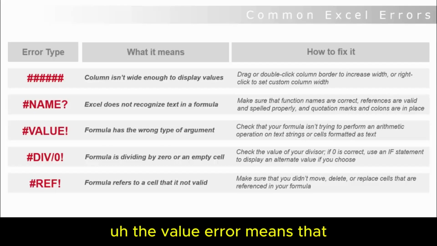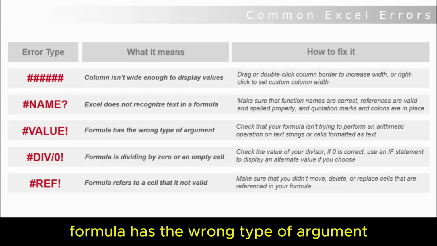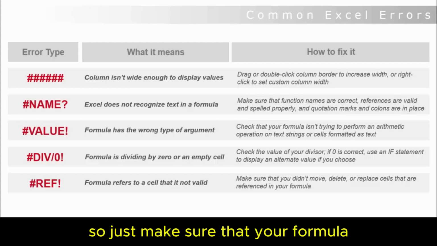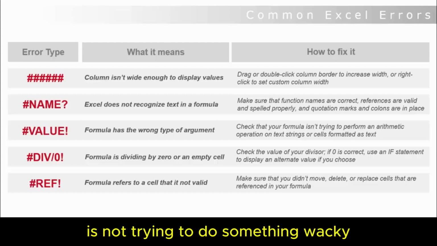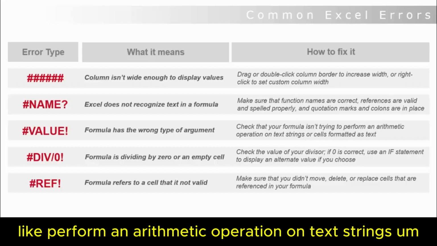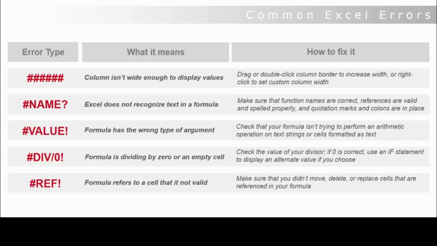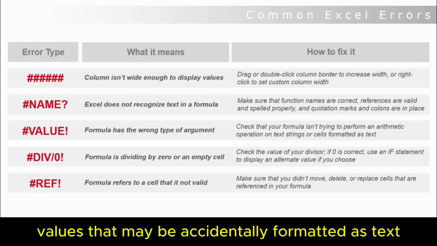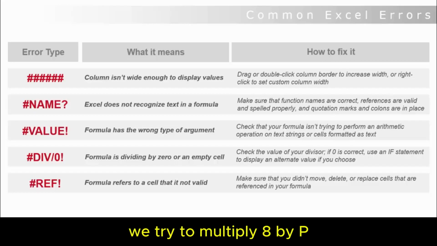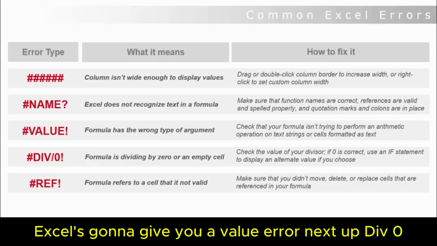The value error means that the formula has the wrong type of argument. So just make sure that your formula is not trying to do something wacky like perform an arithmetic operation on text strings. Make sure you don't have values that may be accidentally formatted as text. If you try to multiply 8 by P, Excel is going to give you a value error.